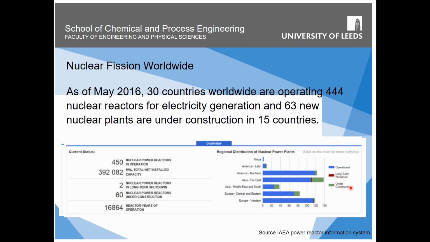And interestingly enough, this green here is the number that were under construction at the time. You can see there's a lot of new build going on within the Far East. Primarily that would have been China and South Korea, and pre-Fukushima, Japan.